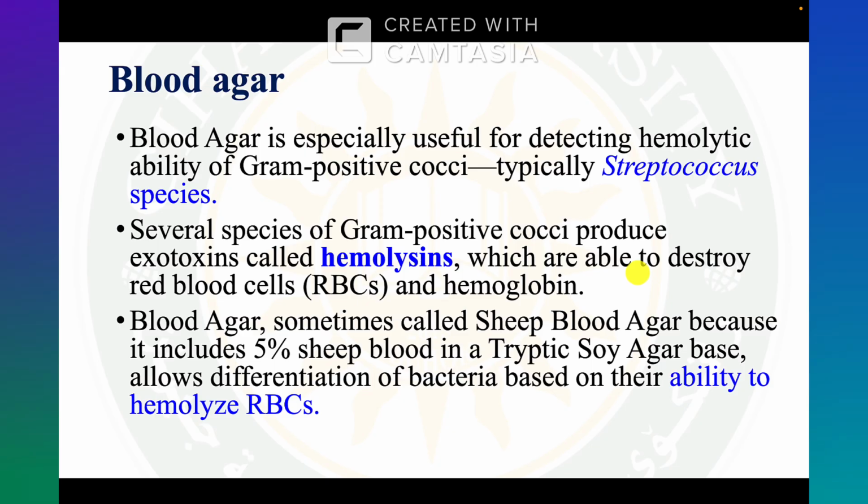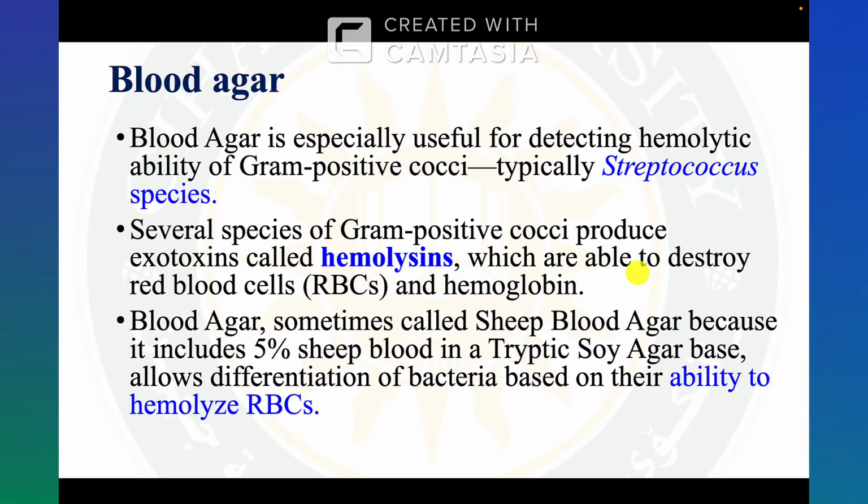Generally, it is better to use sheep blood agar, not human blood agar. But we cannot now. Sometimes it is difficult to get sheep blood, then add it to the agar and autoclave. So we use human blood to do this. It's okay, of course.